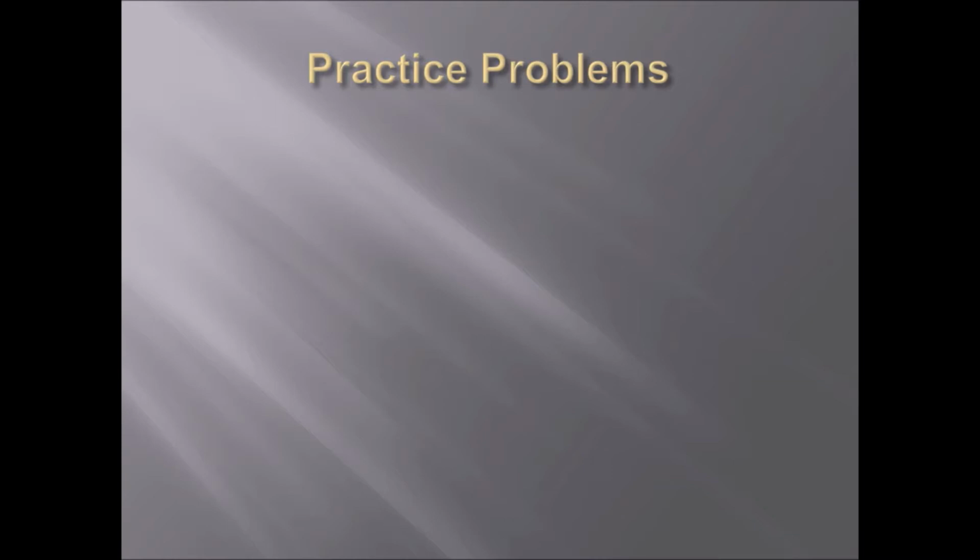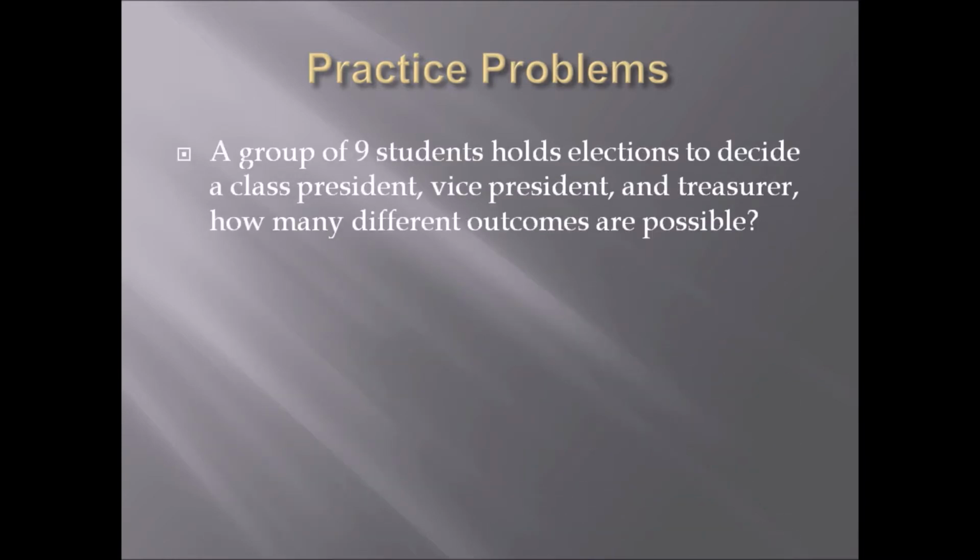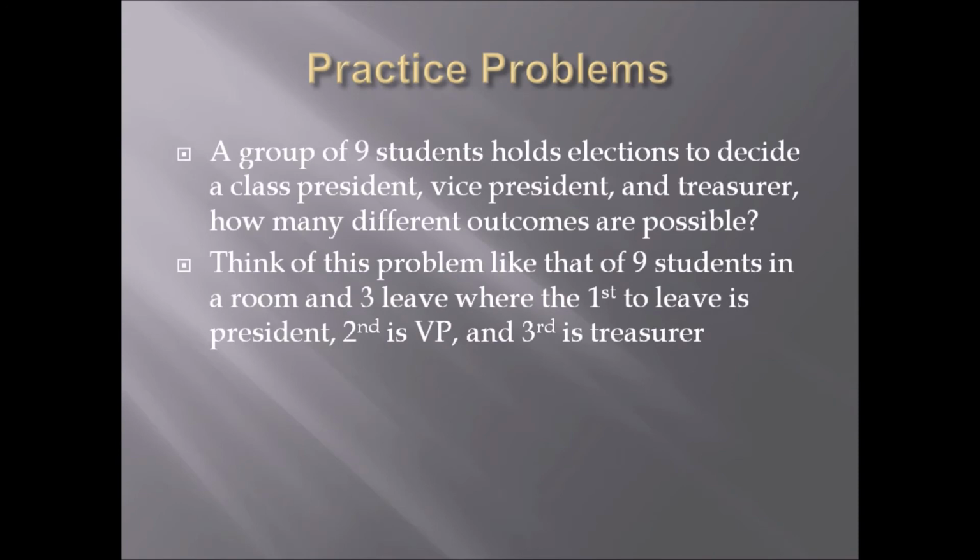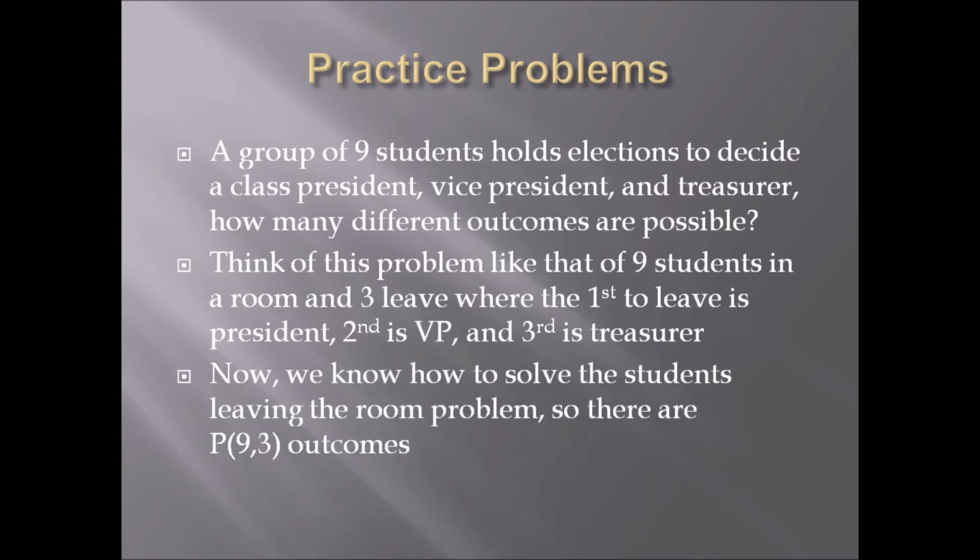A group of 9 students holds elections to decide a class president, vice president, and treasurer. How many different outcomes are possible? If you look at this, we have 9 students and 3 positions. You aren't going to use factorials here, it's more likely you'll use permutations. What I like to do is reduce this down to a problem we already know. Think of 9 students and 3 are leaving the classroom. The first one who leaves is president, second is vice president, and third is treasurer. We know how to solve this problem already. It's permuting 9 objects in 3 ways. So P(9,3) is the answer to this practice problem.